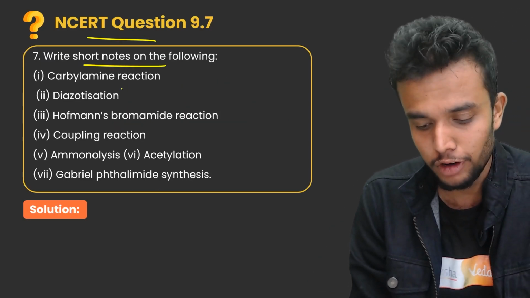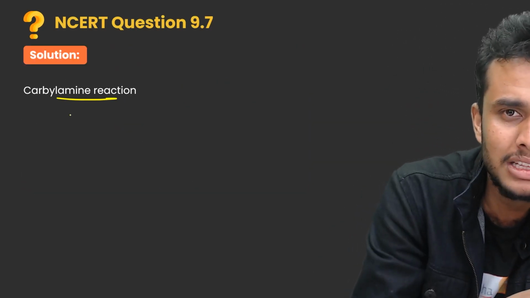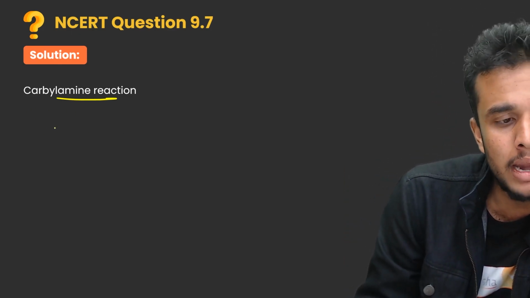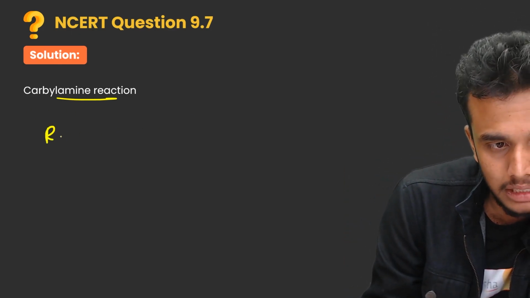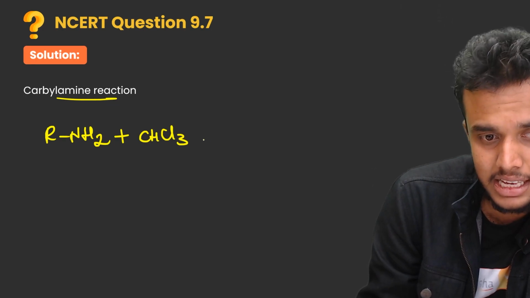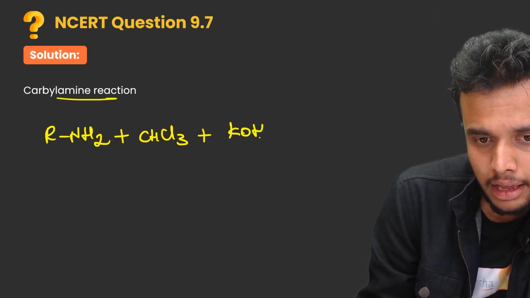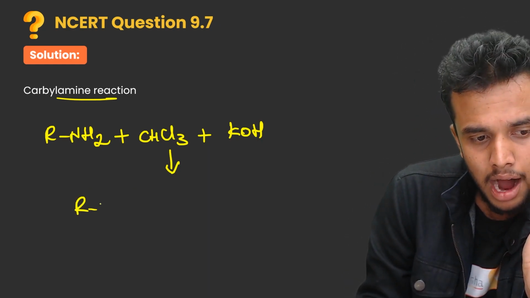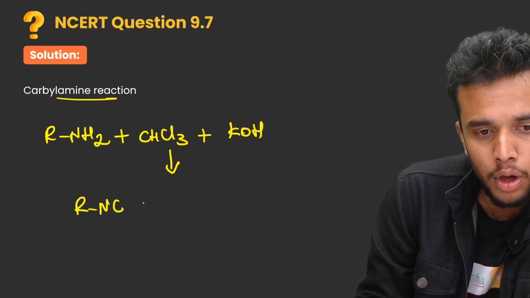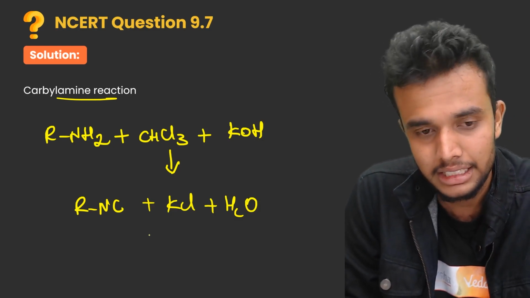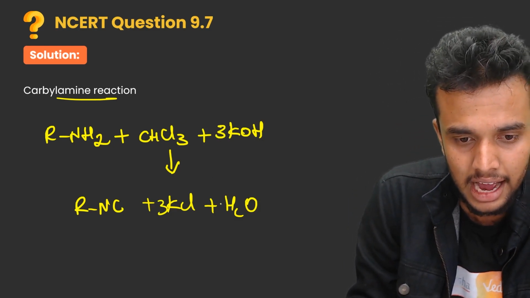Write short notes on the following. First is the carbylamine reaction. We are already familiar with this reaction. Where is this reaction used? It is especially used to differentiate primary amines from secondary amines. Aliphatic or aromatic primary amines, for example RNH2 as a general form, react with chloroform, CHCl3, in the presence of ethanolic KOH to yield isocyanide or carbylamine compound with KCl and H2O. This reaction is called the carbylamine reaction. For balancing, we need to write 3 here, and also 3 here.